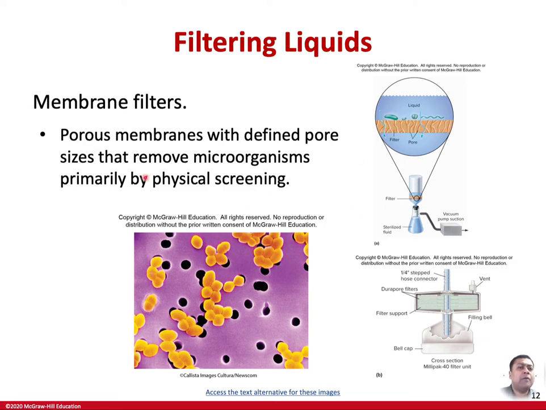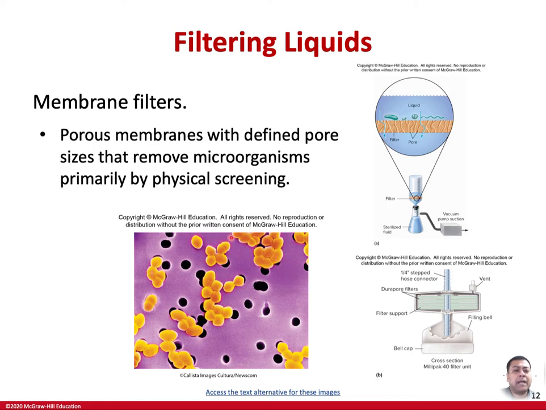On the other hand, nowadays what is used are porous membranes with defined pore sizes that remove microorganisms by a physical screening process. These membrane filters have a pore size of 0.2 micron. That is essential, because most bacteria will not be able to pass through 0.2 micron and will be trapped. These membrane filters can be made of cellulose acetate, nitrate, polycarbonate, or polyvinyl. There are many different types of membranes available.